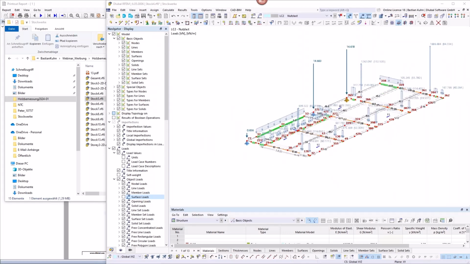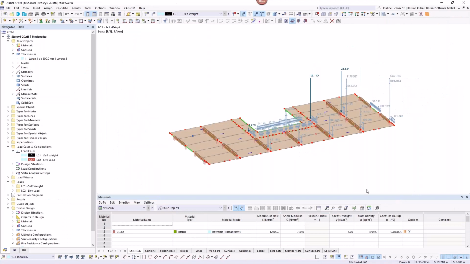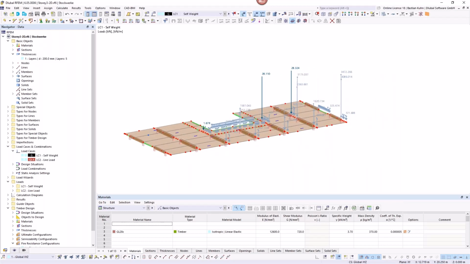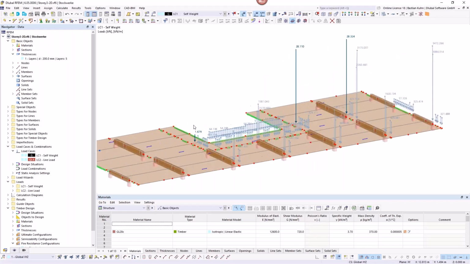Okay, now when we go into the position that we want to analyze today here, I think it gets much clearer, because I know it can be quite confusing, especially if you have not seen it before and did not work so often with RFEM 6 before.